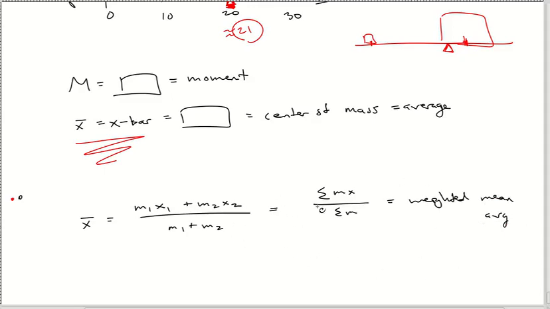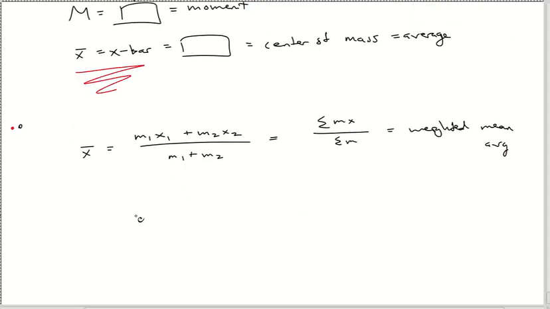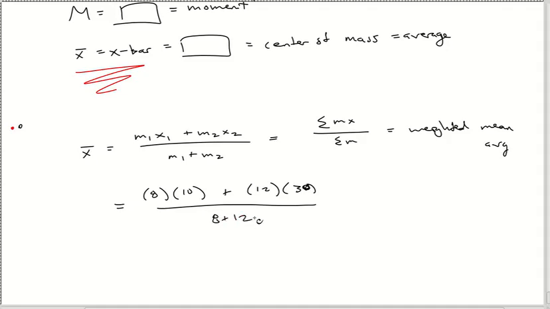This is statistics. Of course, now, I'm not actually doing statistics here. I'm just going to be plugging in some numbers. So my first mass was an 8, and the x, where it was located, was at a 10. My next one was a 12 mass, and it's located at 30. And then I'm dividing it by the 8 and 12 together.